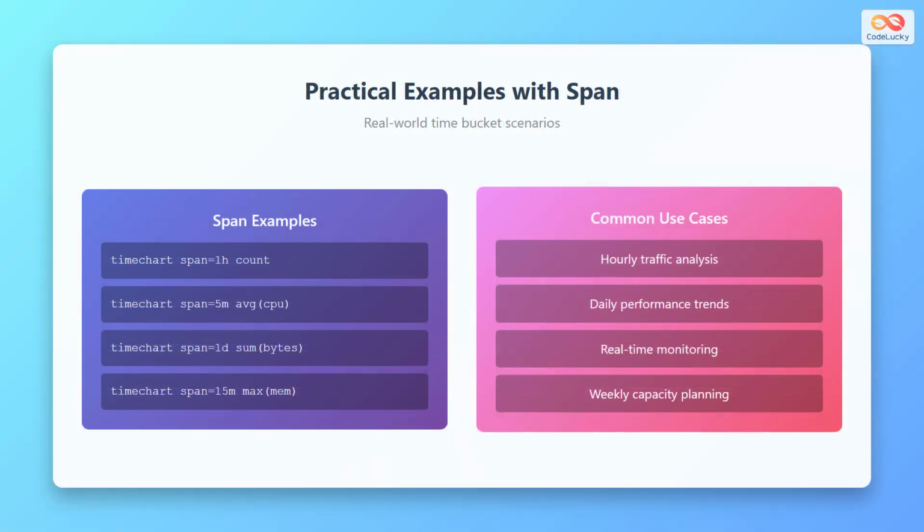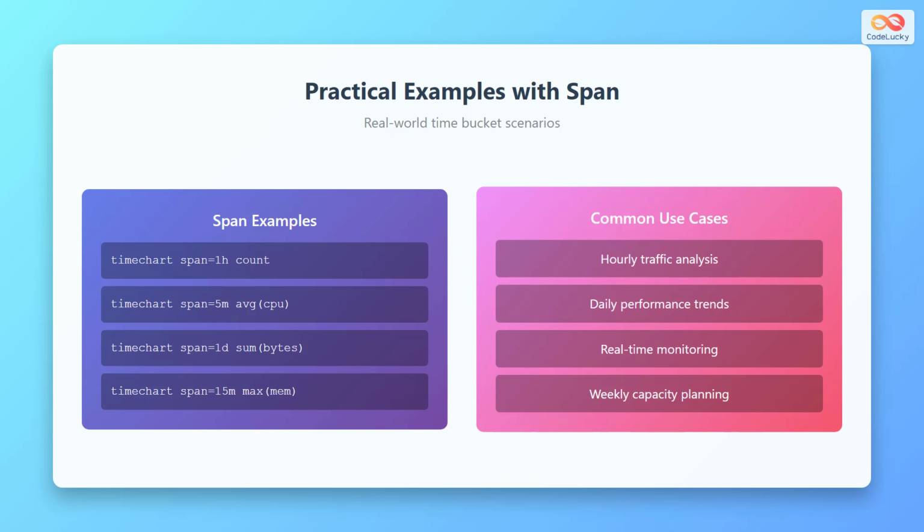Real-world applications of the timechart command with span parameters demonstrate its versatility across different monitoring and analysis scenarios. Consider hourly traffic analysis using timechart span equals 1h count to identify peak usage periods throughout the day. For real-time monitoring, timechart span equals 5m average CPU provides granular CPU utilization tracking with 5-minute intervals.